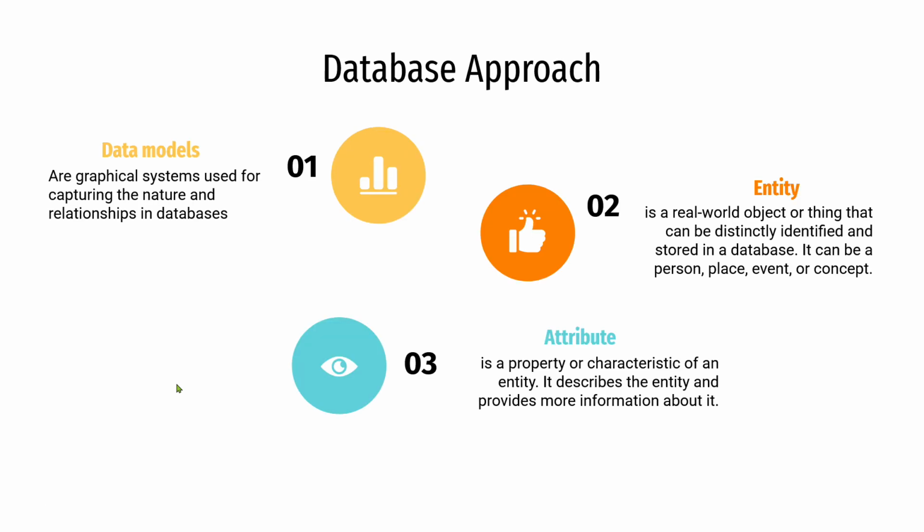Next one is the database approach. We got three here: data models, and inside data models there are entity and attributes. Data models are graphical systems used to capture relationships in databases. An entity is an object that is identified and stored in a database. It can be a person, place, event, or concept. And then finally, an attribute is a property or characteristic of an entity. So entity and attribute are related.